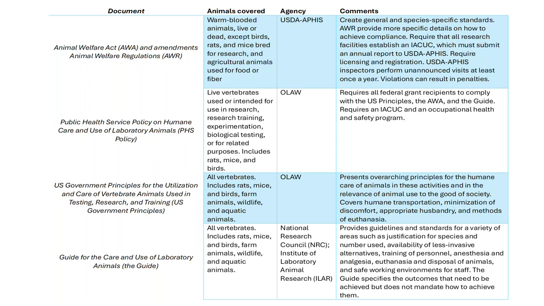The AWA and AWR provide the legal foundation, while the PHS Policy and the Guide build upon it, setting higher standards and providing detailed guidance. The U.S. Government Principles offer the ethical compass, emphasizing the importance of the 3 Rs. Understanding the roles of these organizations is vital for anyone involved in or interested in animal research, as they are central to ensuring both scientific integrity and animal welfare.